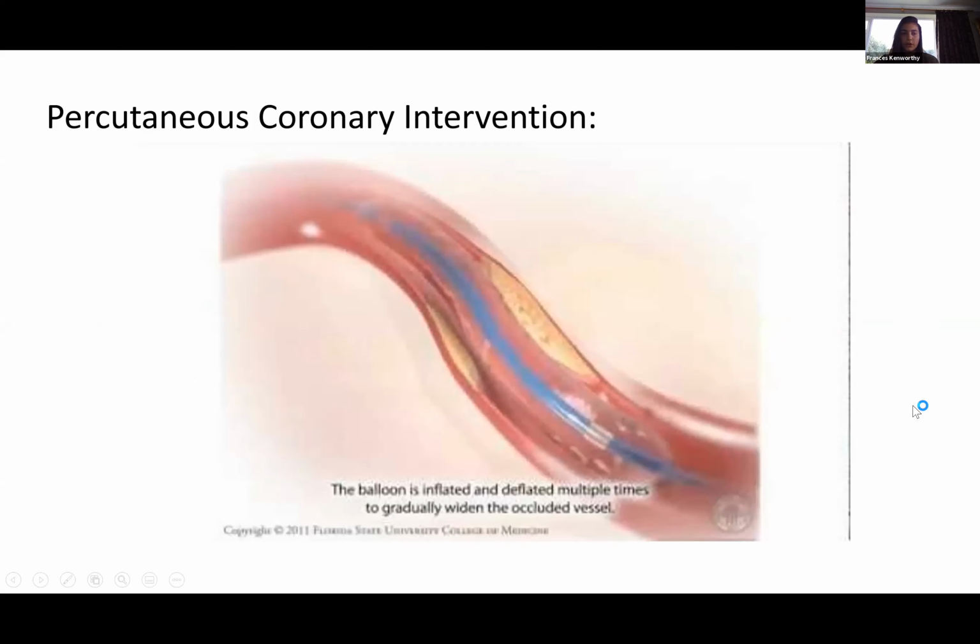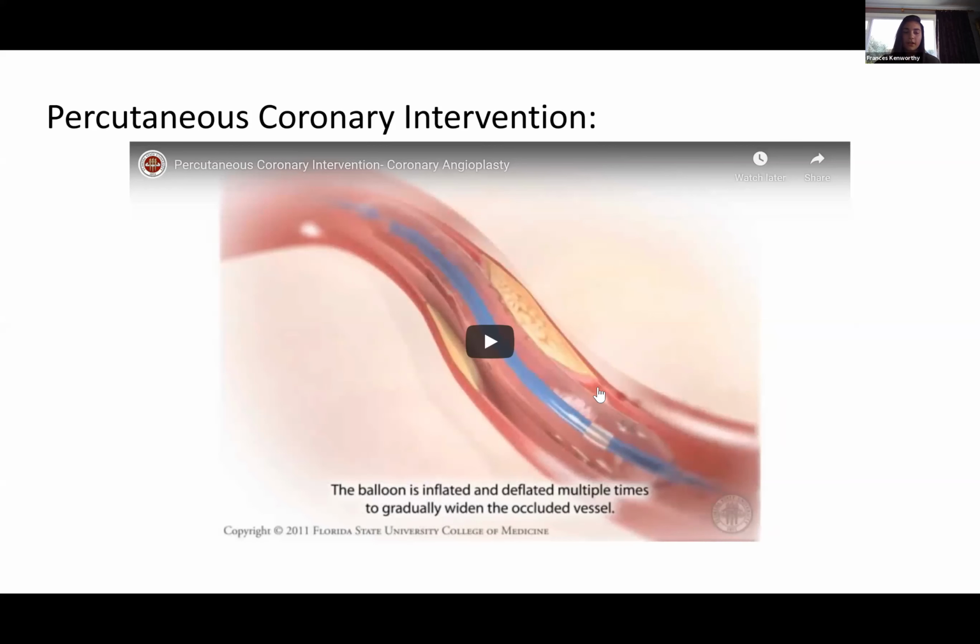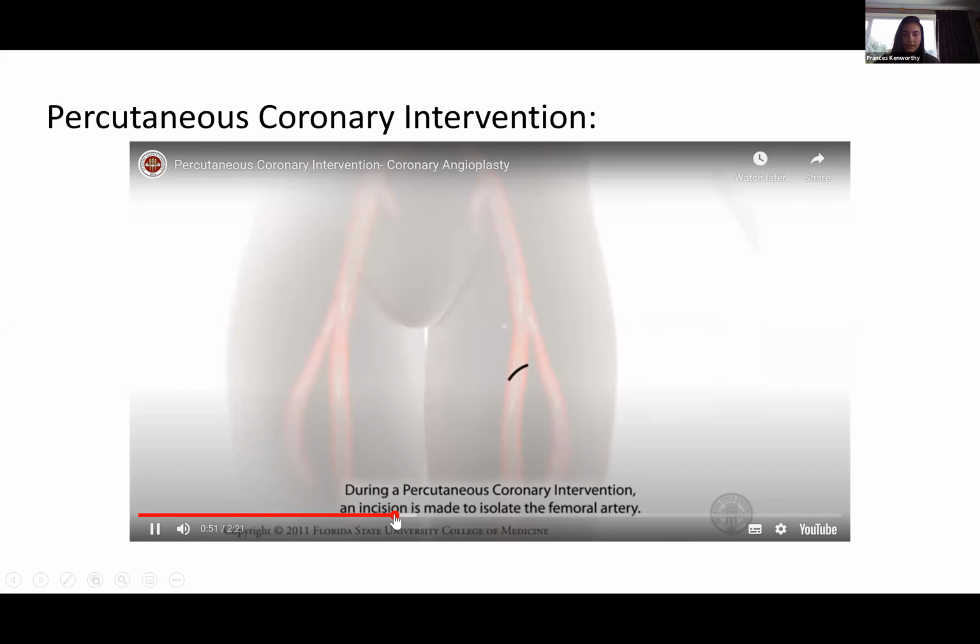So I thought I'd show you a quick video of what we call percutaneous coronary intervention. A heart attack isn't just managed medically. There's also procedures that the cardiologist can do. It was quite difficult to explain, so I thought I'd show you a video. Here we go.